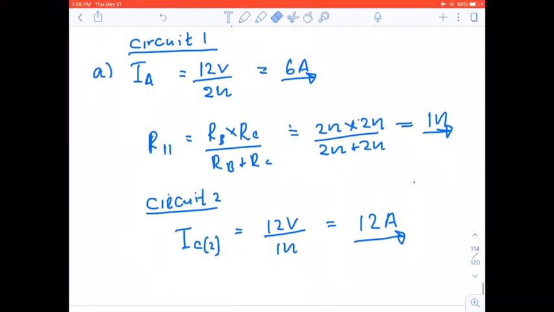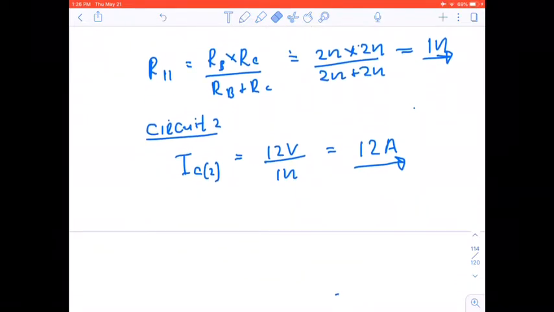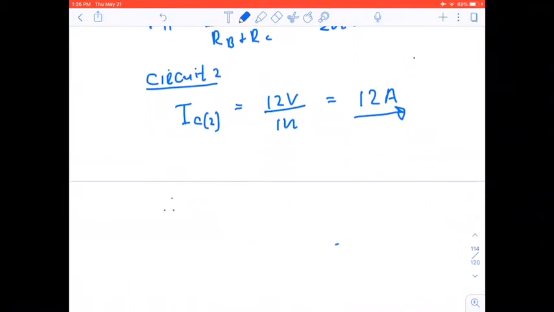So we look at this now and we say, therefore, I in bulb B is equal to 6 amps, and I in bulb C is equal to 6 amps.